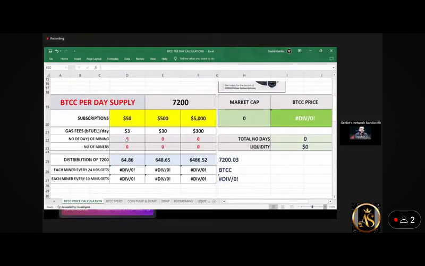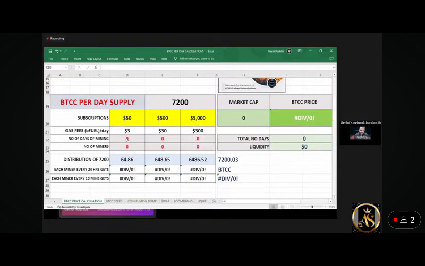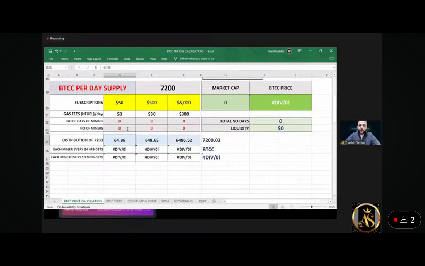Now, let us assume that today is the first day when the BTCC blockchain is launched. We are considering over here that there are only three miners: one of $50, one of $500, and one of $5,000. Now, each miner has its own cost of mining attached to it, and so is the hash power, right?